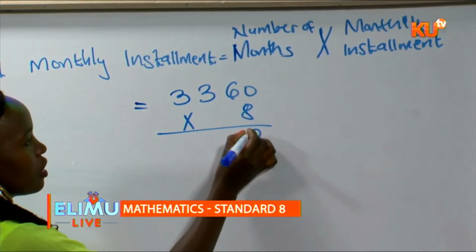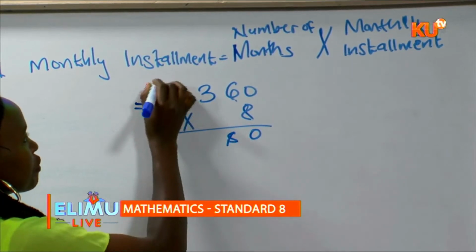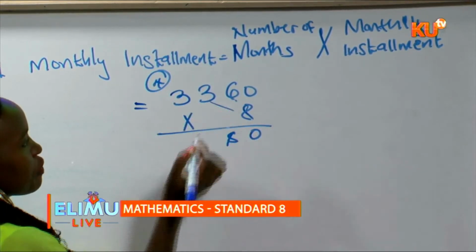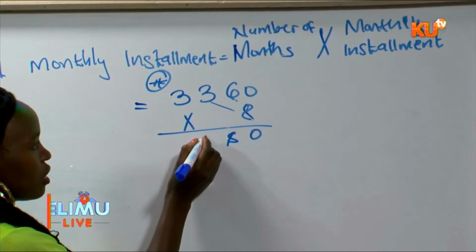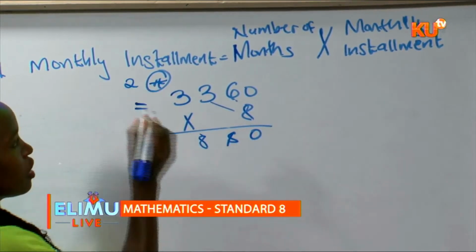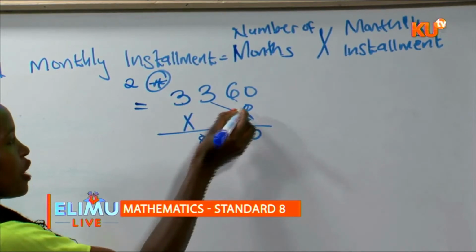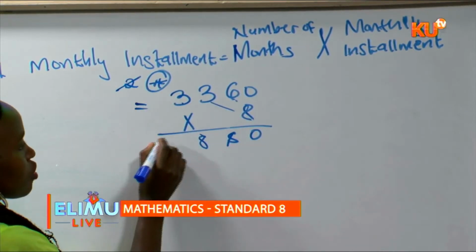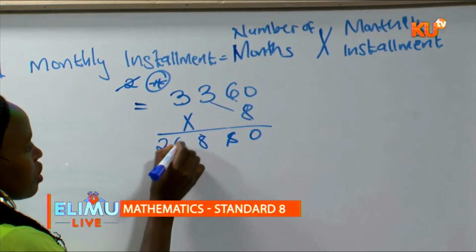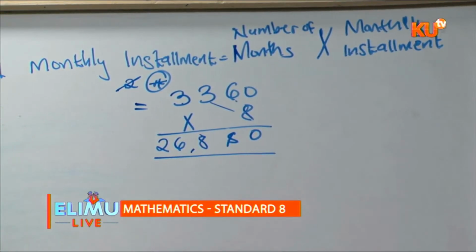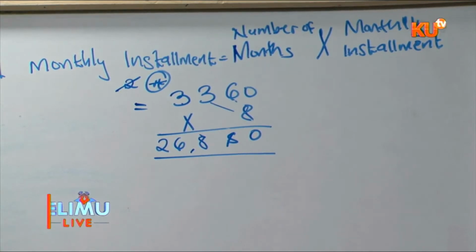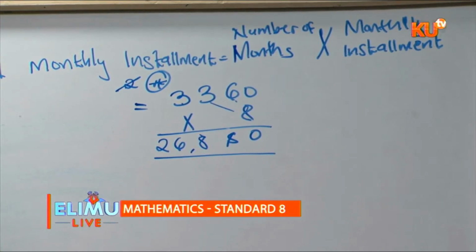We get 0, 48, carry 4. This is 24. 8 times 3 is 24. Plus 4, we get 28, carry 2. 3 times 8, 24 again. Plus 2, we get 26. So we get 26,880. 26,880 is the total monthly installment.